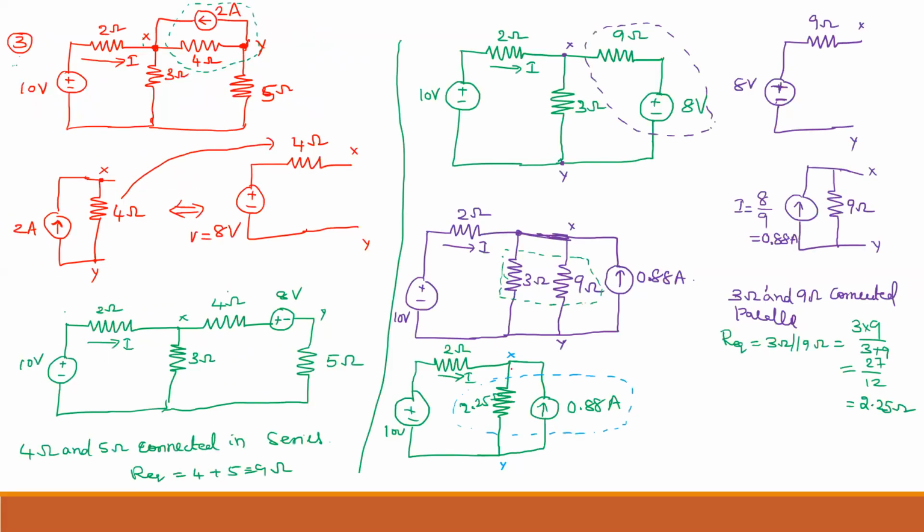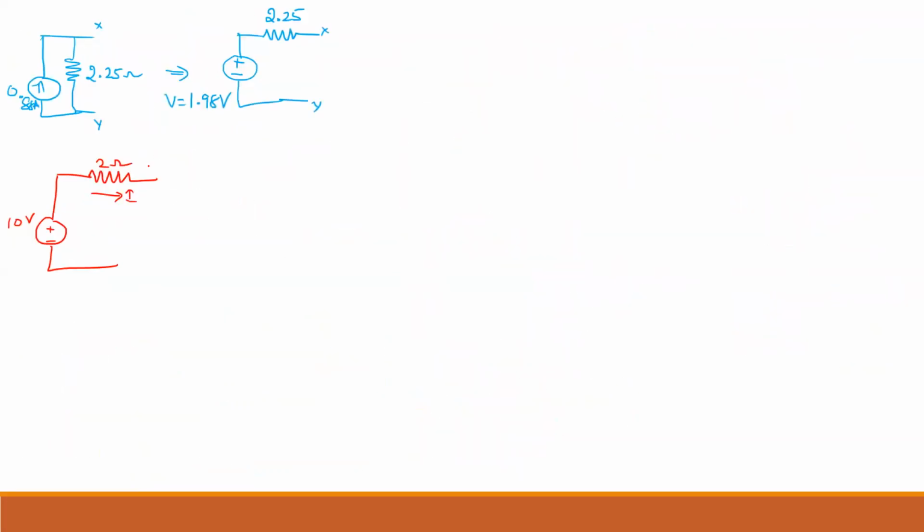This is 2 ohms. This is 10 volt. And here is the x point we considered over there. Here is x and here is y. So now at x point, I have to draw the resistance of 2.25, and here I will get the voltage is 1.98. So further you can simplify one more step, or directly you can write the KVL over here.